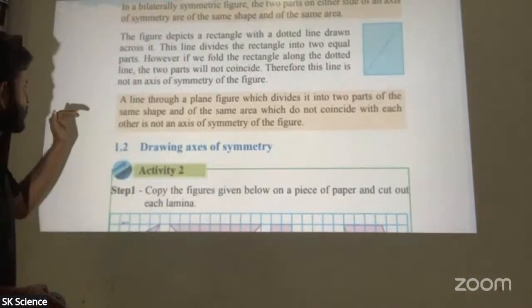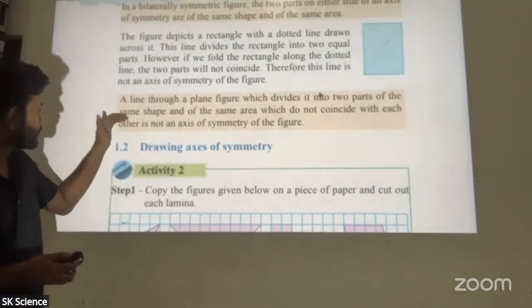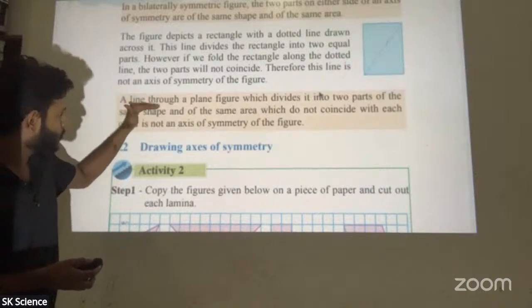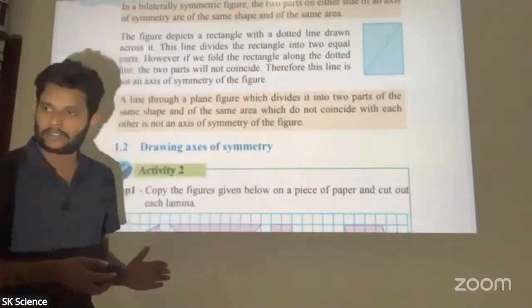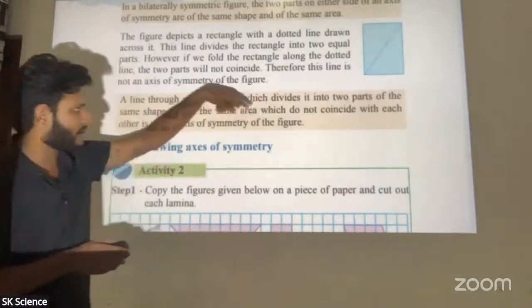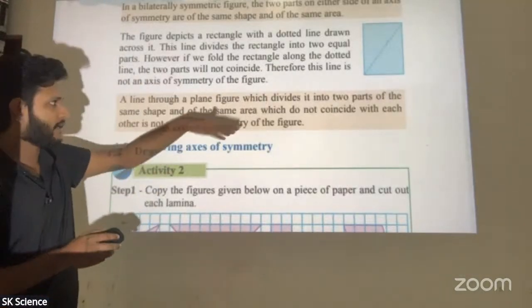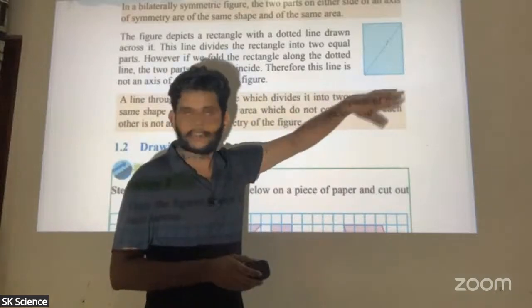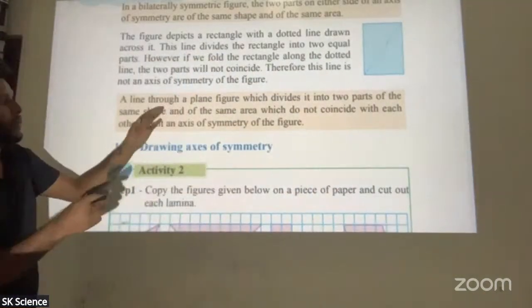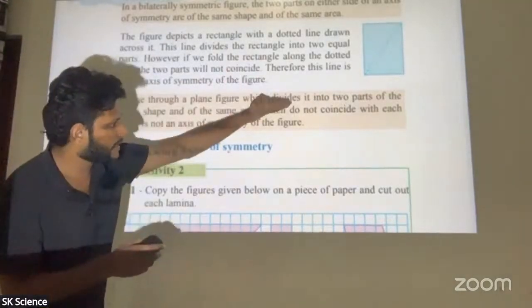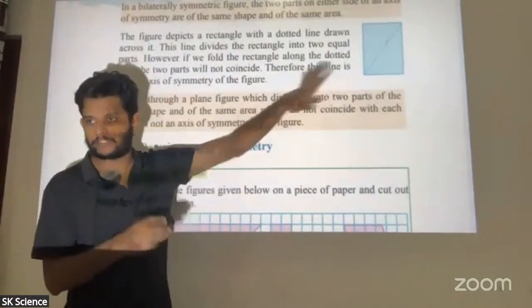Then carefully look at this part. A line through a plane figure which divides it into two parts. A line on the plane figure, right? It should divide it into two parts.